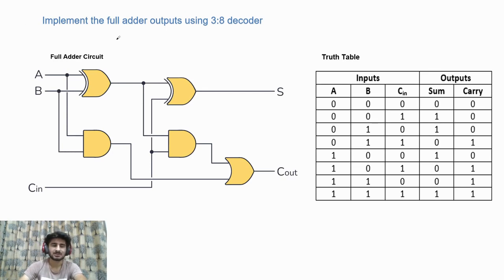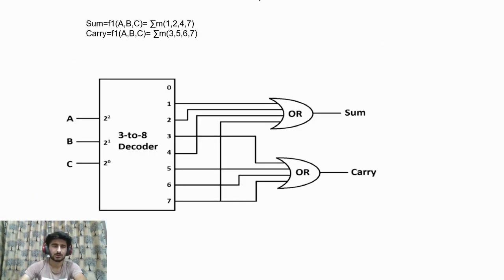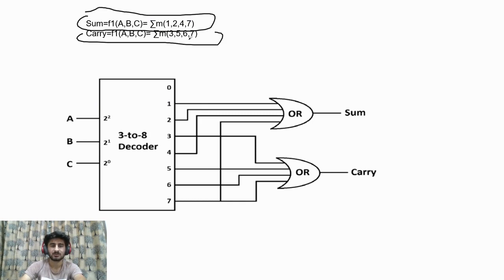Last is how we can implement the full adder using a 3 to 8 decoder. An adder is basically a circuit that adds bits and produces the outputs sum and carry. That's why it is known as the adder circuit. Its truth table has the sum here and the carry here. Sum is active at 1, 2, 4, 7, and carry is active at 3, 5, 6, and 7.